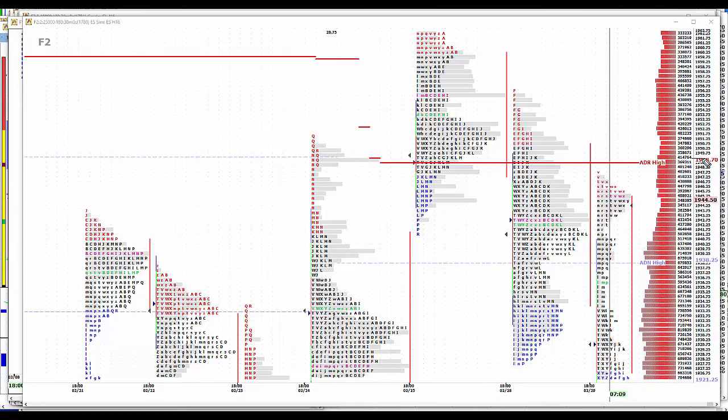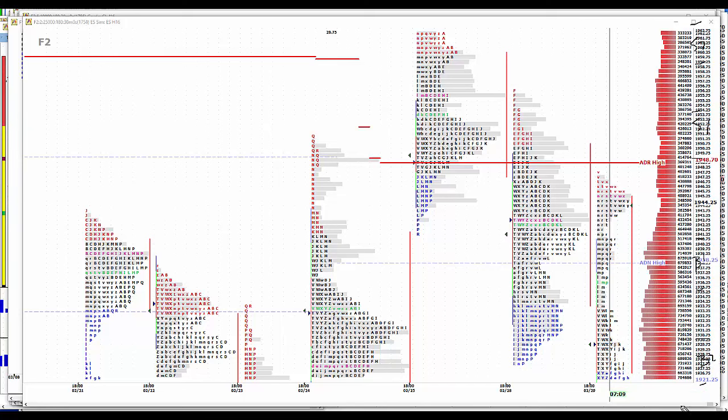We'll put 49 to 54, sell one. Then 59, 64, sell two. On the buy side, 35 to 40, buy one. And then 25 to 30, buy two.